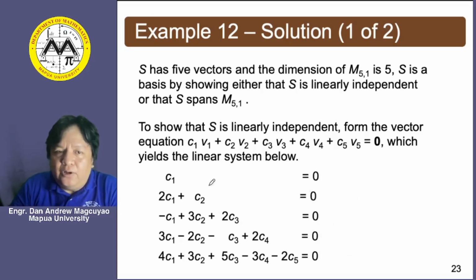So writing it down, you have C1 is equal to 0, 2C1 plus C2 is equal to 0, negative C1 plus 3C2 plus 2C3 is equal to 0, 3C1 minus 2C2 minus C3 plus 2C4 is equal to 0, and 4C1 plus 3C2 plus 5C3 minus 3C4 minus 2C5 is equal to 0. We're going to provide the manual solution for this one at the file section of our page.